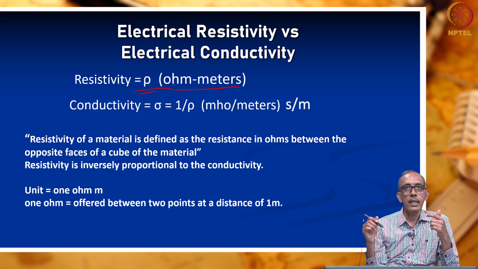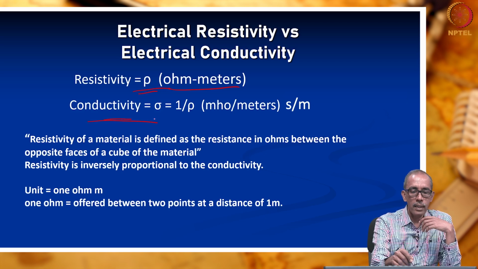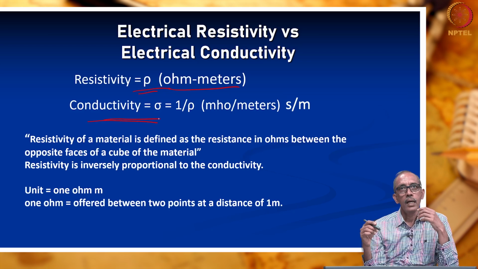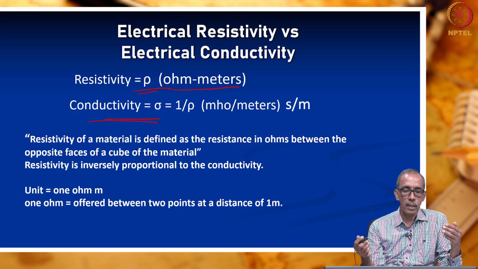The resistivity is directly related to conductivity, right? What is the relation? They are inversely related. So conductivity is inversely related to resistivity. We have understood what is resistance, what is resistivity. Now we have also understood what is conductivity. So conductivity is 1 by resistivity.